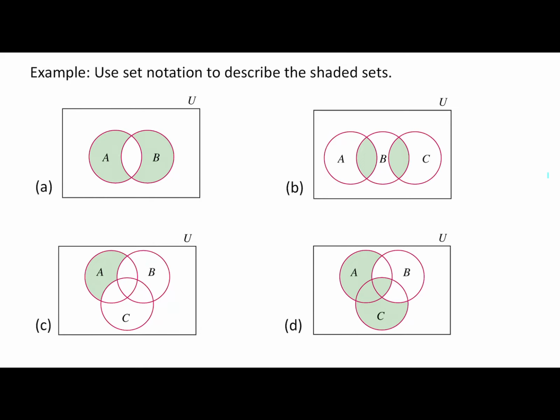Okay, so let's look at some examples. We want to use set notation to describe the green shaded regions in each Venn diagram. What I'd like you to do is pause the video and try this on your own first. Get your own answers and then compare them to mine. Now, there are multiple ways to describe sets.